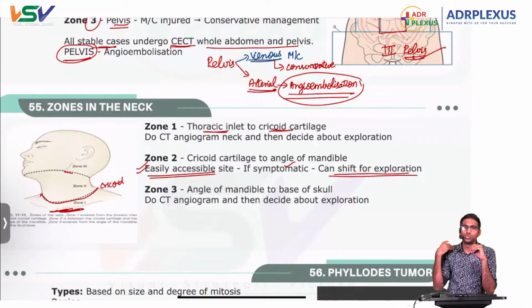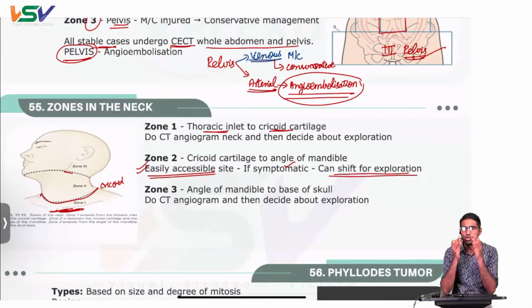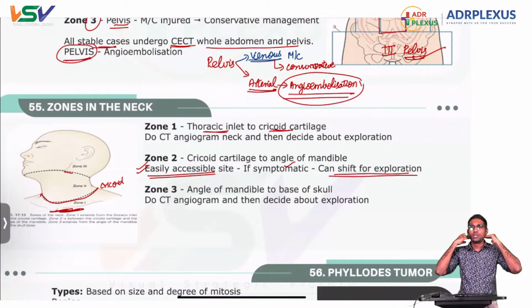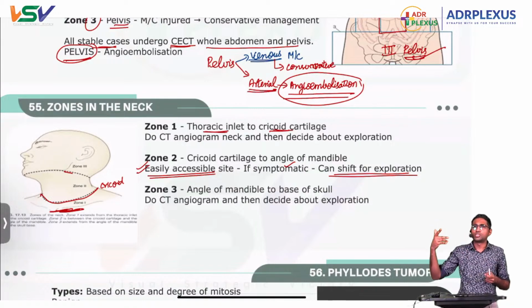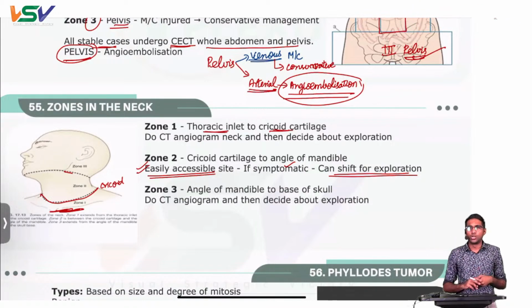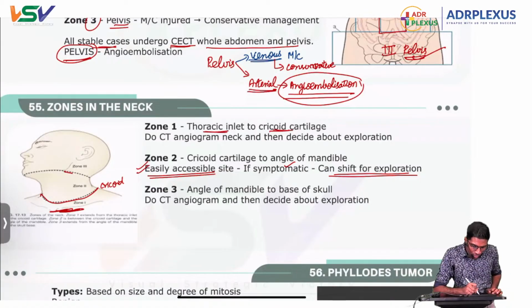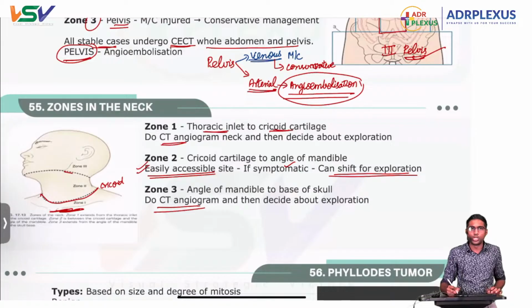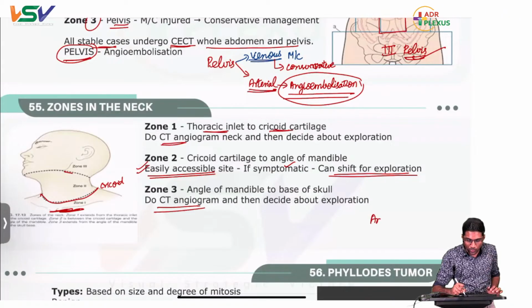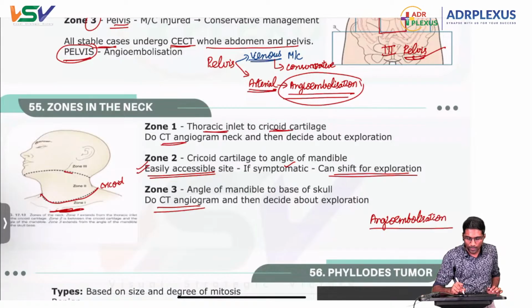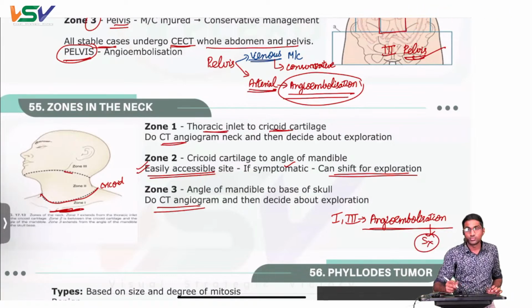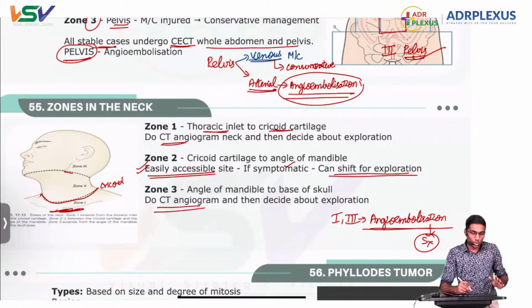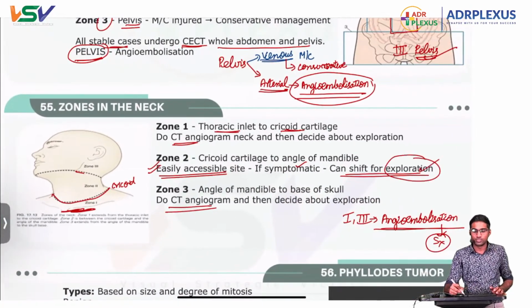But if it is zone 1 or zone 3, you cannot find those vessels, because zone 3 is very, very high up here. You will not be able to expose them adequately. Sometimes after anesthesia, what can happen? The vessel can be pulled upwards and you will not be able to find the bleeder at all. So in those cases, you have to do a CT angiogram of the neck. And if possible, go for angioembolization only, not surgical exploration, for zones 1 and 3. Even if this fails, then only surgery. But zone 2 can be taken directly for exploration.